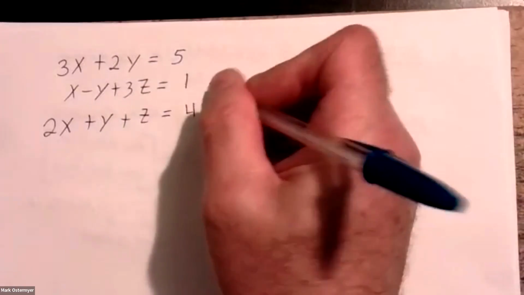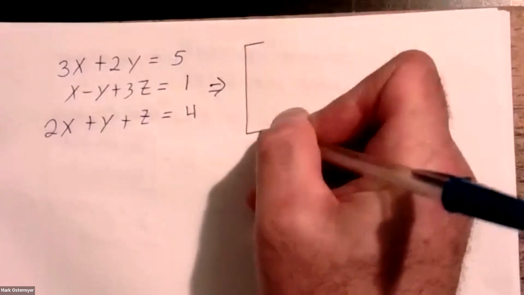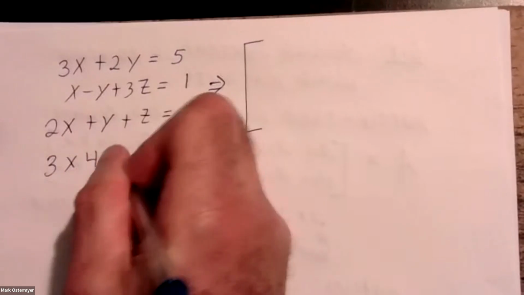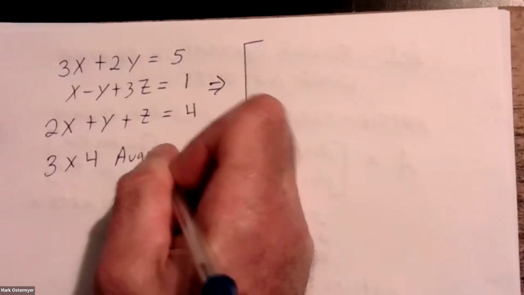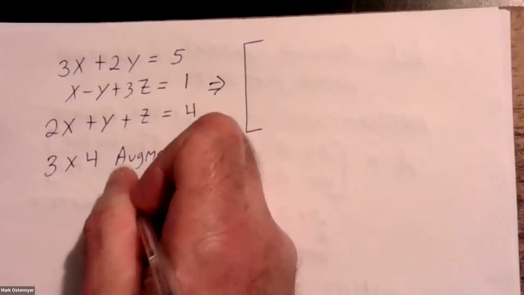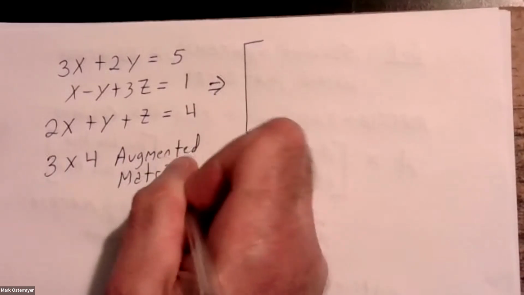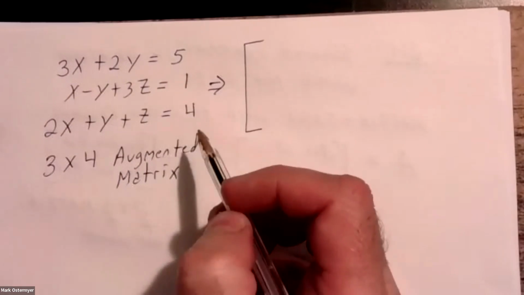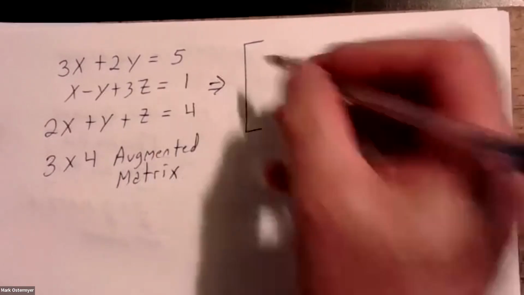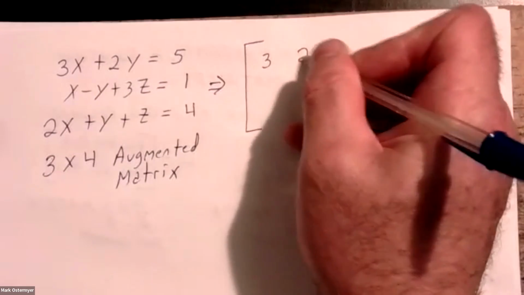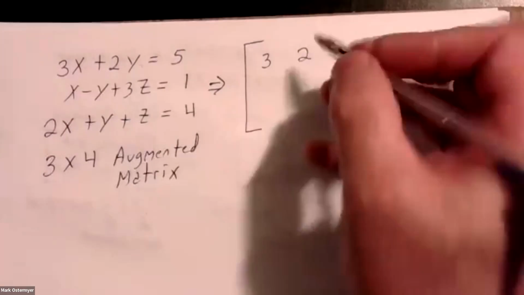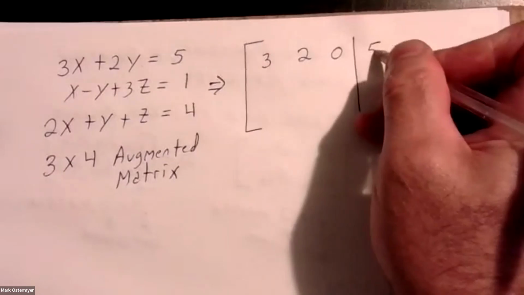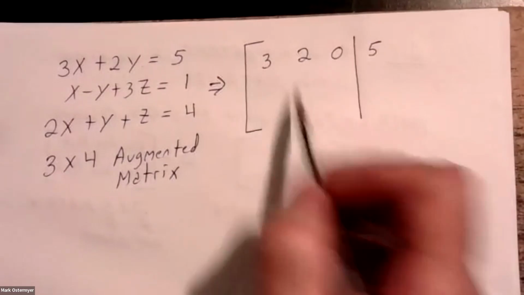We can represent this system using a matrix, specifically using a 3 by 4 augmented matrix. All we put in this matrix are just the coefficients of the left-hand side equations and the right-hand side constants. So 3, 2. Now there is no z variable for the first equation, so we say 0, a vertical line, and we put a 5. That's how we enter the first equation into the matrix.